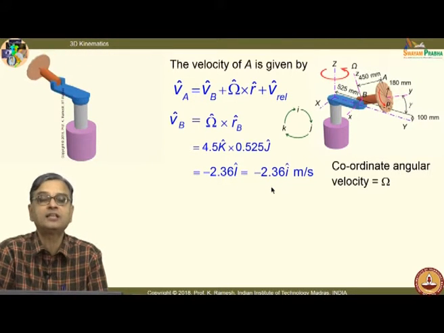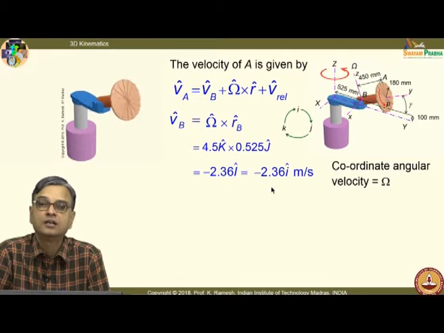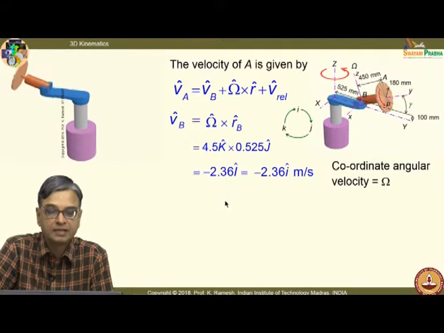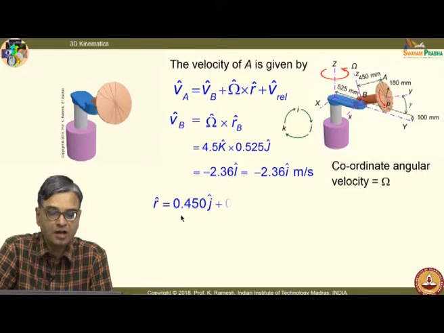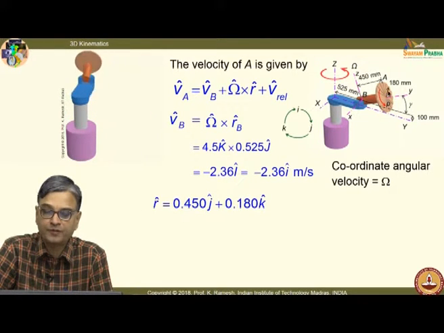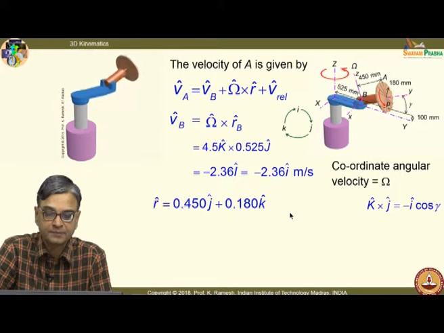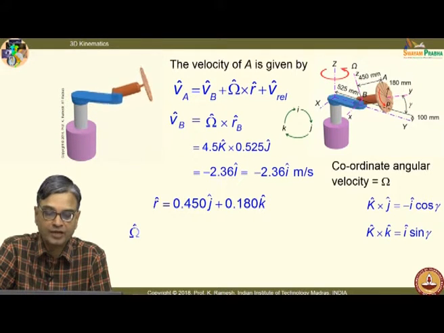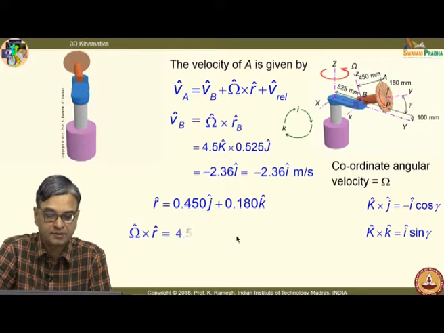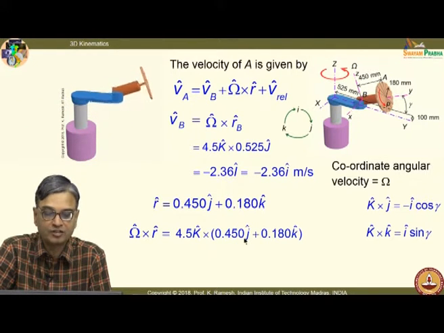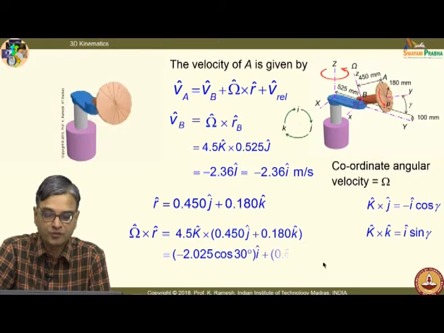So, essentially I am writing all these quantities in terms of the rotating frame of reference, small xyz. So, I know what is V b, then I do omega cross r. So, the r is, you are given this value, 450 j plus 0.180 k, and you know omega. Then you also have these interrelationships between the coordinates. So, when I use these, I get omega cross r, because I am going to have this, that is why I put what is k cross j and k cross k and so on and so forth, all that you have. So, I can easily simplify, and this turns out to be an expression like this.